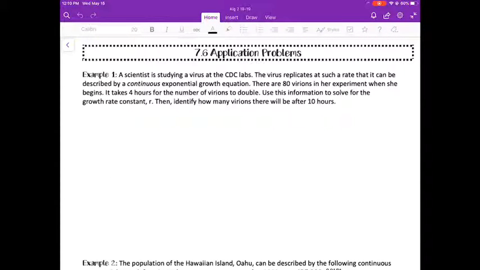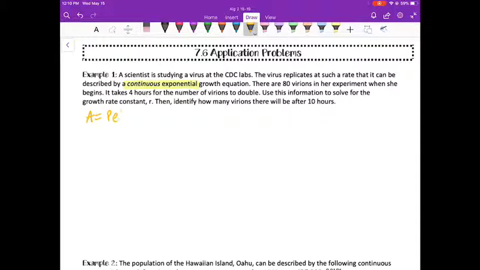So in example 1, we've got a scientist studying a virus at the CDC labs, and the virus replicates at such a rate that it can be described by continuous exponential growth. And so that tells us that we are going to be needing A equals Pe^rt. And then from here on out, we have enough information where we can, okay, it looks like we're going to be solving for r and then plugging in something in from there.